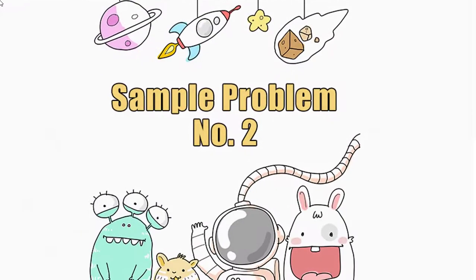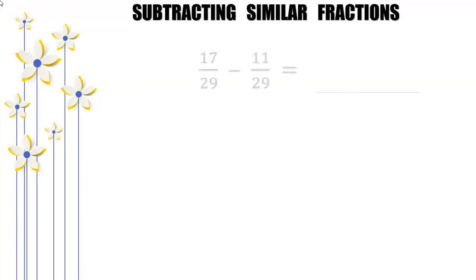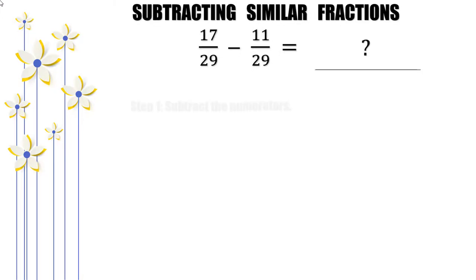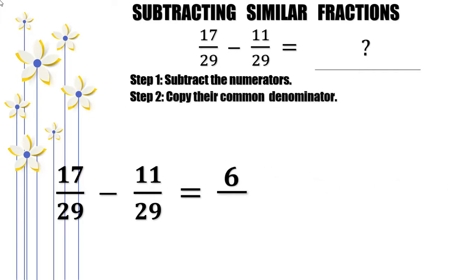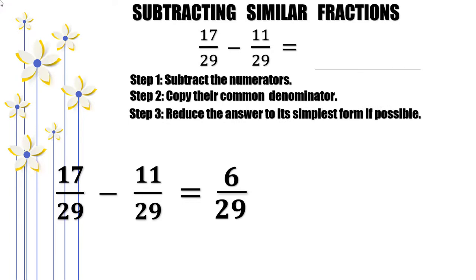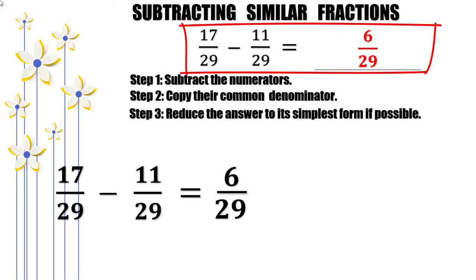Sample problem number 2. 17/29 minus 11/29. First, subtract the numerators, that is 17 minus 11, which is equal to 6. Second, copy the common denominator, so we write 29 as the denominator. Lastly, we simplify if possible. Since there is no common factor between 6 and 29, then 6/29 is the final answer. So, 17/29 minus 11/29 is equal to 6/29.